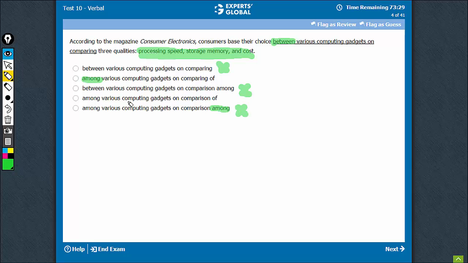It's between B and D now. Let's compare them vertically and see the difference. The only difference is this word: comparing of and comparison of. So they base their decision on comparing of, that's awkward. On comparison of would be the right usage. D is the best choice.